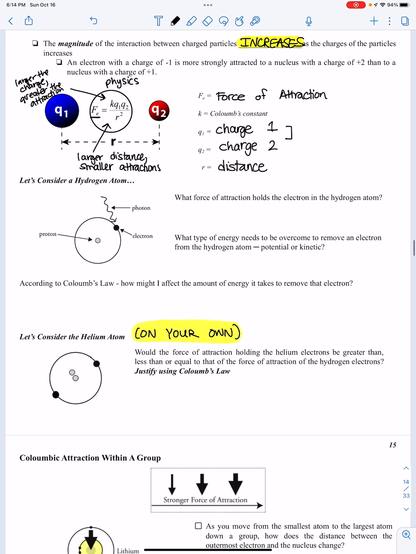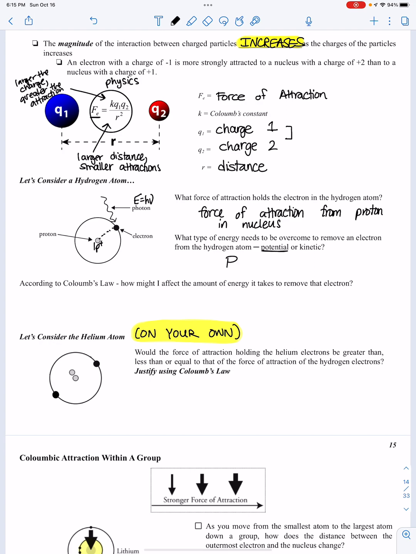So we're going to skip on down, looking at electrons and protons now. Let's look at the hydrogen atom. I have the one proton in the nucleus of a hydrogen atom, and I have an electron, and I have a photon with certain energy that's going to be used to try and remove or eject this electron. That's known as ionization energy. A question here says, what force of attraction holds the electron in the hydrogen atom? Well, the only thing holding this electron will be the force of attraction from the proton in the nucleus.